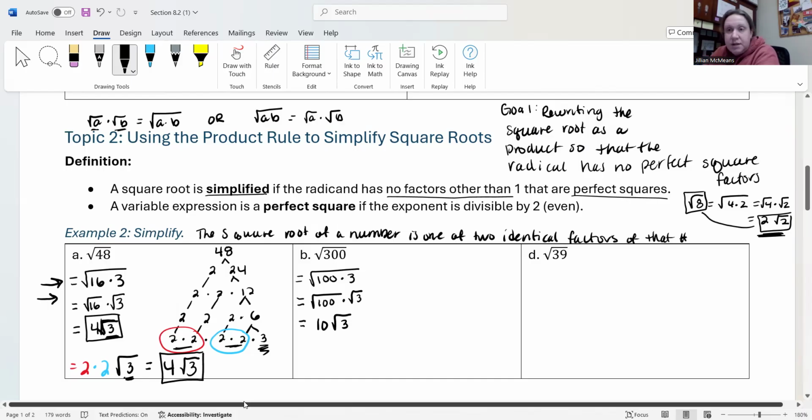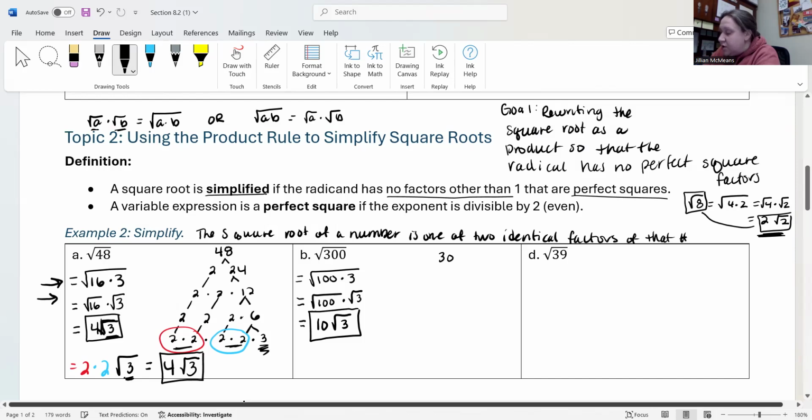Square root of 3 is as simple as it's going to get. The only factors of 3 are 1 and 3, and 1 is a perfect square, but we don't count that when we're simplifying. So this simplifies to 10 square root 3. But just in case you didn't see that factor of 100, you can always resort to the factor tree method. Now, you don't have to do both methods. Just pick the one that you're the most successful with.